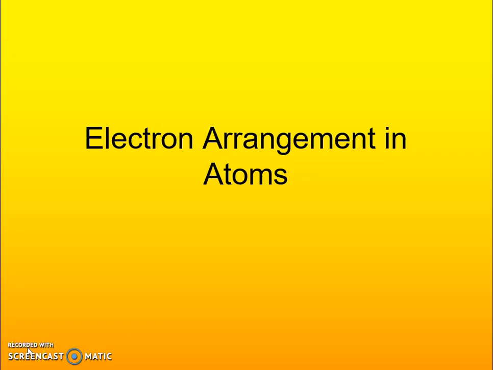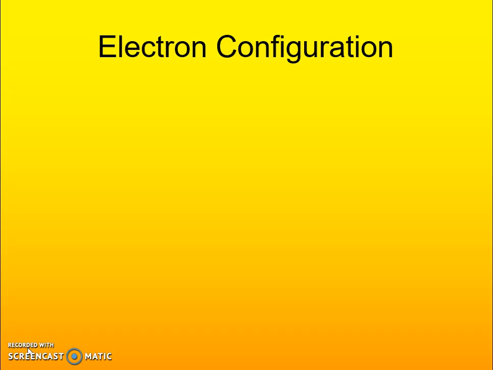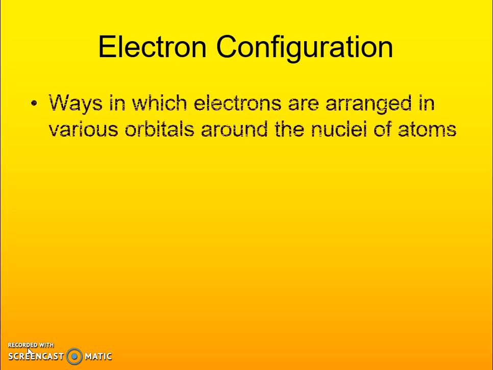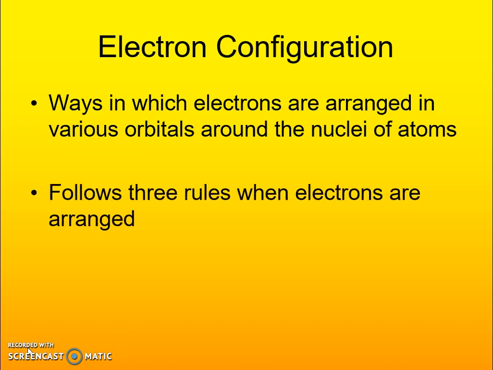In this video, we're going to take a look at electron arrangement in atoms, better known as the electron configuration, the ways in which these electrons are arranged in various orbitals around the nuclei of atoms. You can do this following three simple rules, and then once you've done this, it'll give a better idea of why atoms react and have the properties that they do.